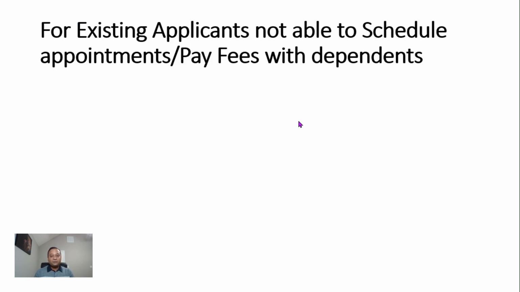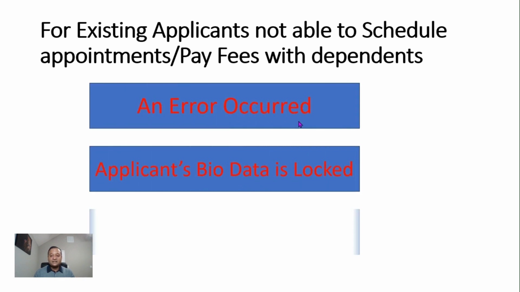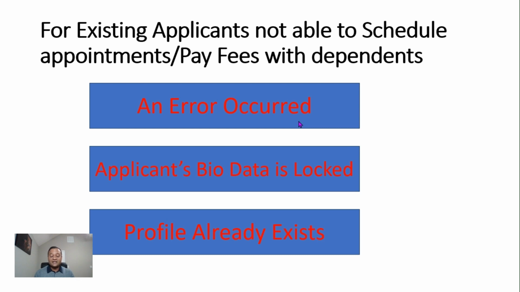Now let's talk about the people who already have the profile in the new platform, or who migrated their profile from the old portal. Those are the people who are facing a lot of issues if they have dependents in their application. Those issues include various errors, like "an error occurred," "applicant's biodata is locked," and "profile already exists," and some people are facing issues while doing the payment. It says "validation error, country code missing." So there are numerous errors they are getting.